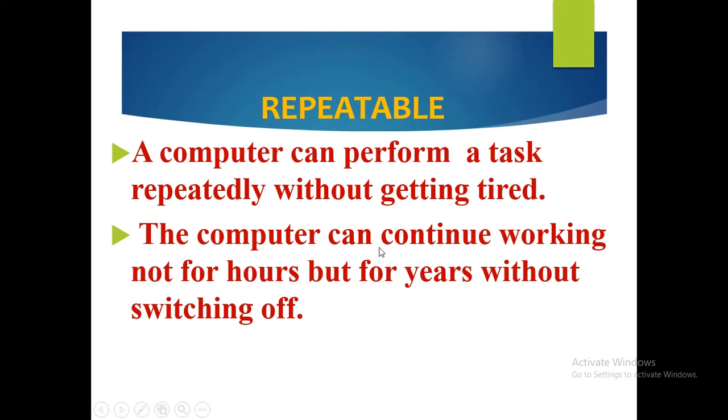The computer can continue working not for hours but for years without switching off. If proper power supply is there, a computer can work continuously not only for hours, but for years without switching off. That means it can perform any function repeatedly without getting tired. So this is about the repeatable characteristic of computer.